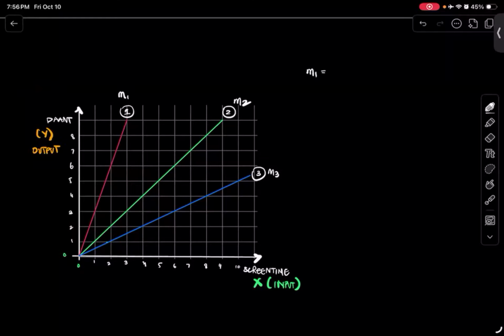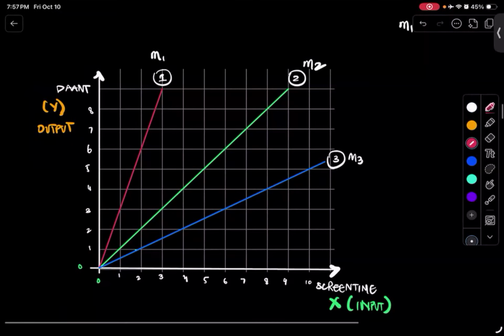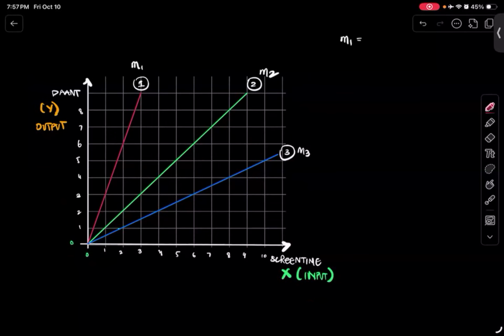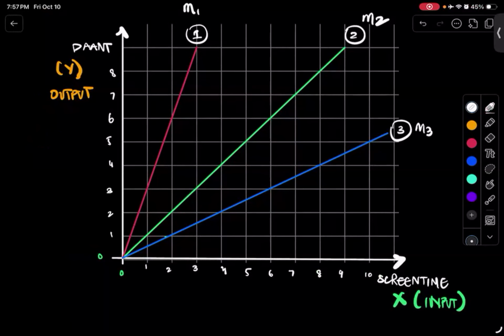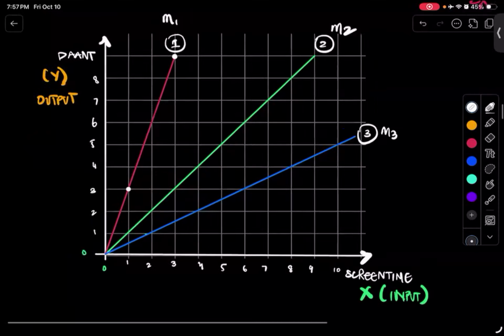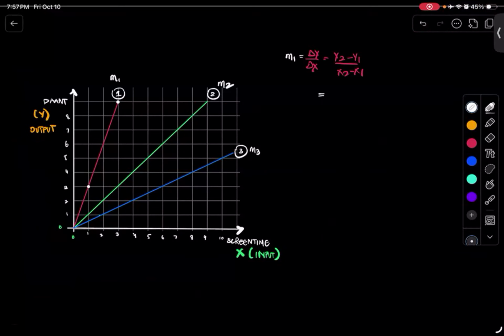Can we find out M1? How do you find out M1? Is it 3? Okay, that's right. And the general way of doing that would be what? You just take change in y over change in x, which is y2 minus y1 over x2 minus x1. Then you take 2 points, right? Let's just take 2 random points. Let's take this point and this point. Now, how do you find out the change in y? That's just 9 minus 3, right? This is the change in y. So 9 minus 3 divided by the change in x, which is 2 minus 1.